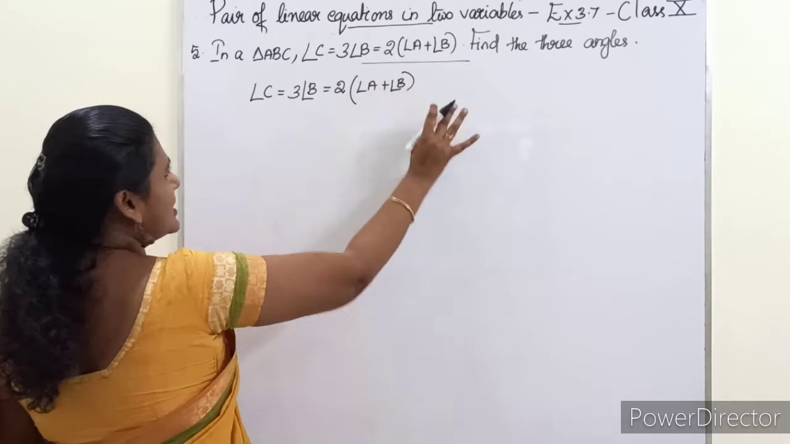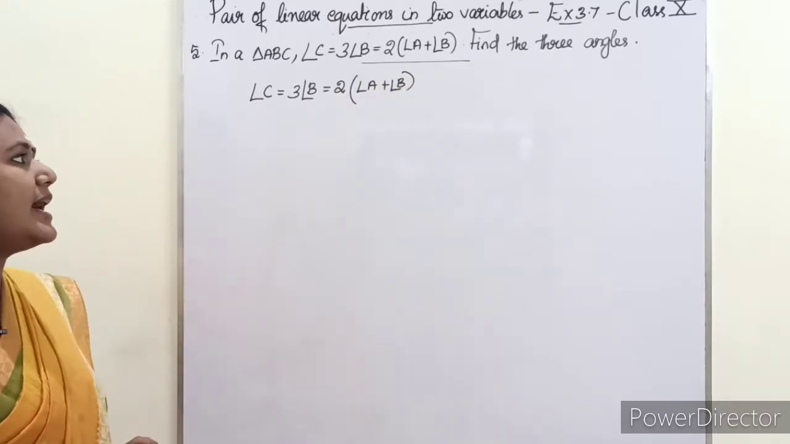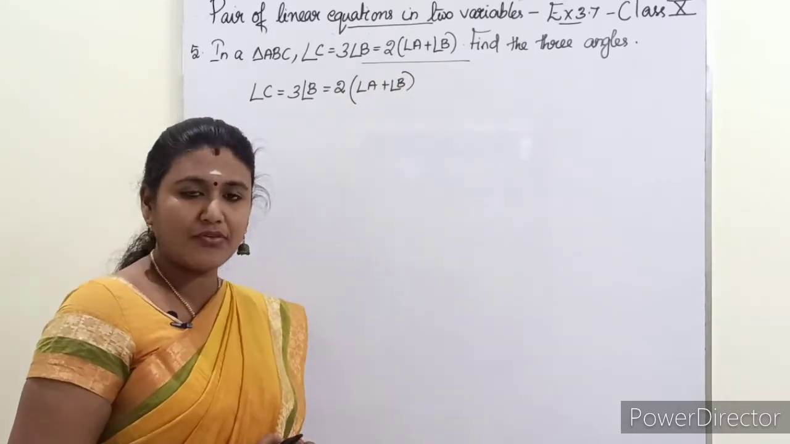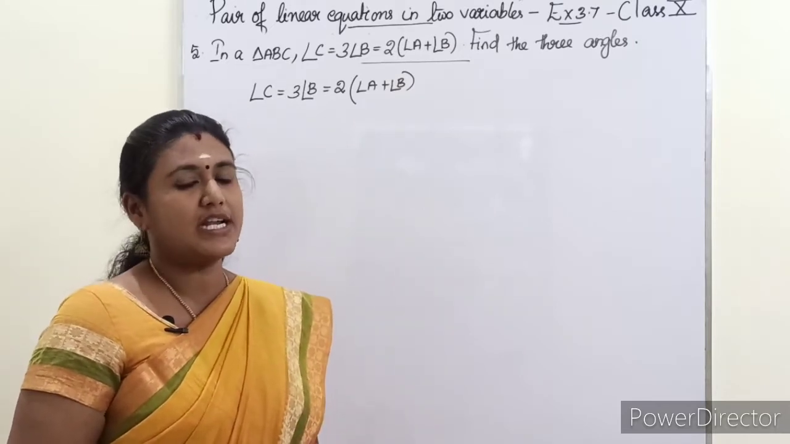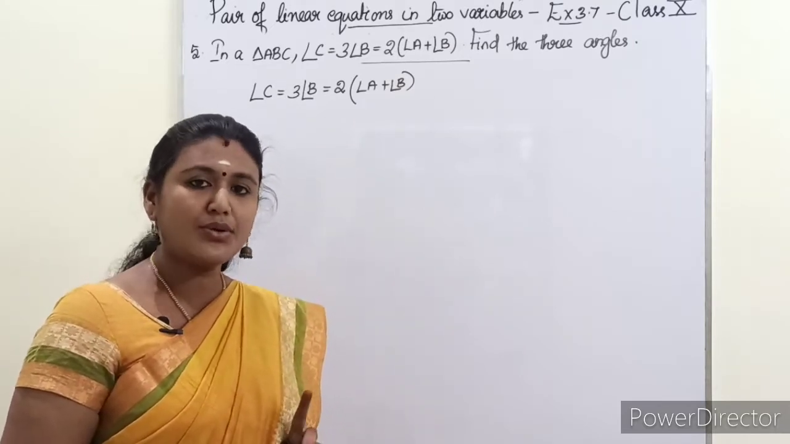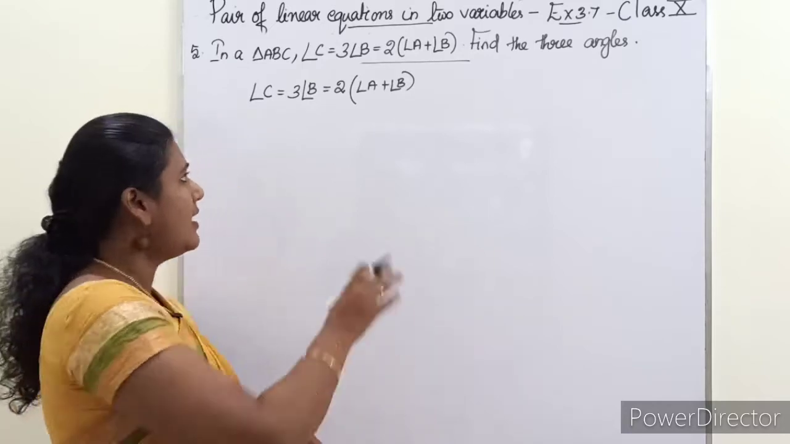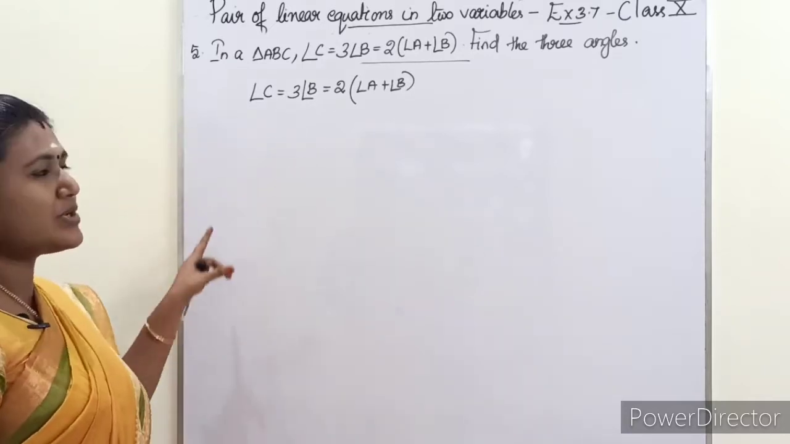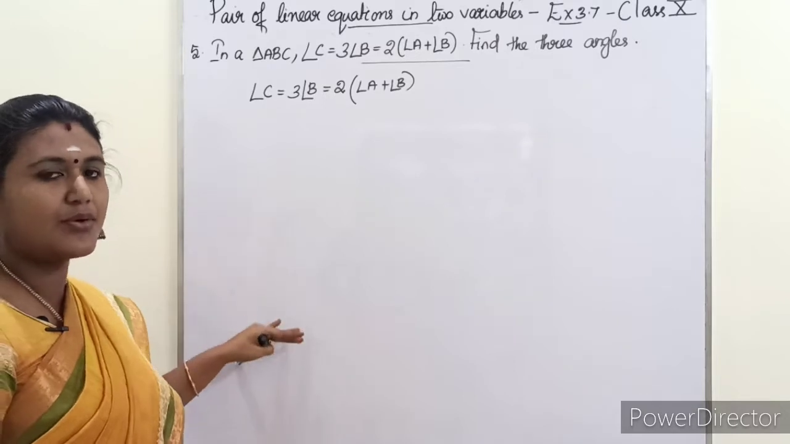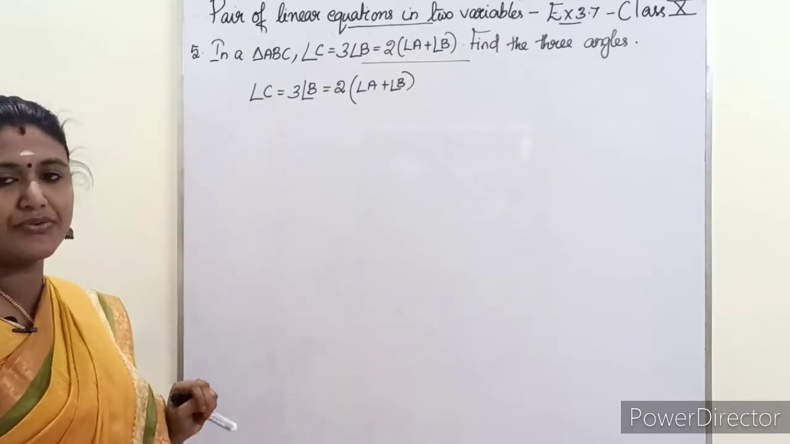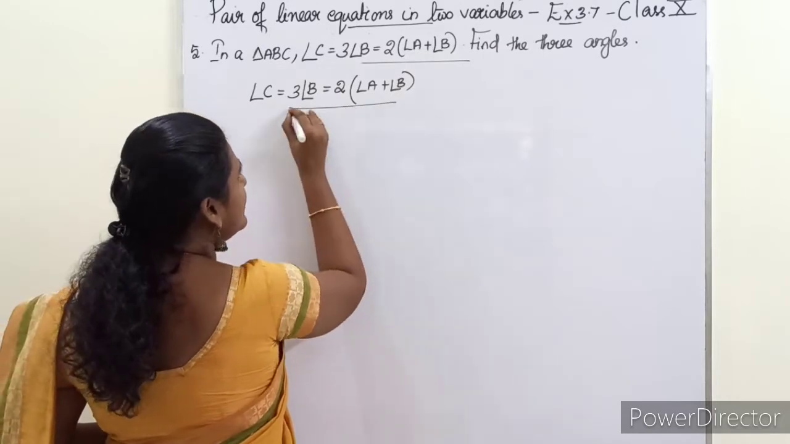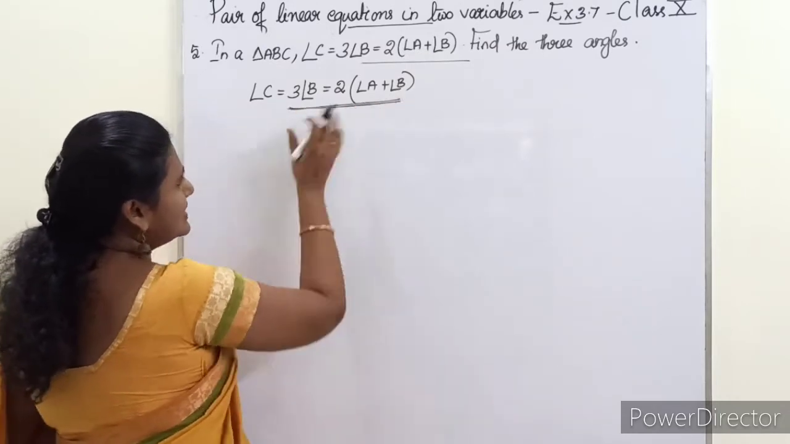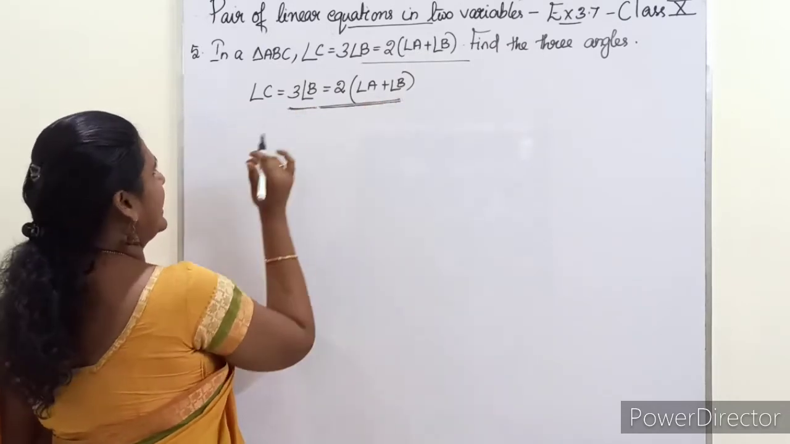So this condition is given, and you know that the sum of the 3 angles of a triangle is 180 degrees. So using these two conditions, we are going to derive 2 linear equations in variables. Okay, 2 linear equations we are going to derive, then we are going to solve and find the angles. So first we will take these two, the second and the third one. These two conditions we are going to take now.